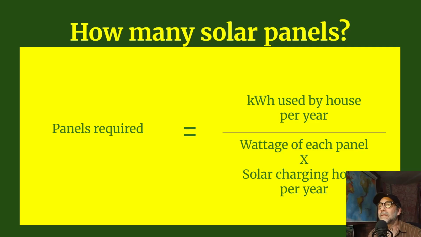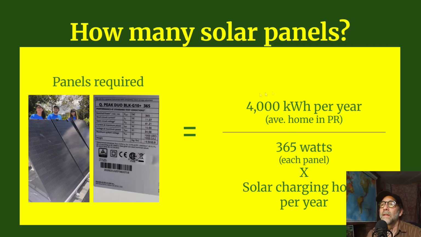Now we're going to dive a little deeper into this equation so we know what numbers to use. The number of kilowatt hours per year, remember I said to look that up on the electric bill. Well, there's an average amount that most people use. In Puerto Rico, it's about 4,000 kilowatt hours per year. In the mainland, it's a bit higher. But because this project is in Puerto Rico, we're going to use 4,000 kilowatt hours in our example.